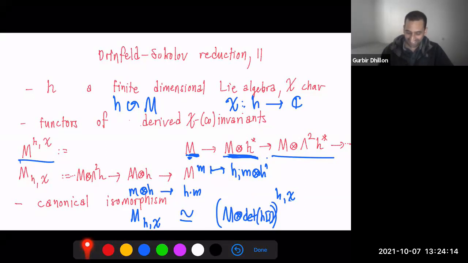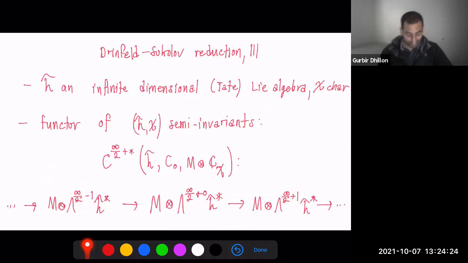And so if you sort of agree that they turn out to be the same, the symmetric thing to do would be to start halfway through the exterior algebra. And that's what it turns out is the reasonable thing to do in the infinite dimensional case. So now if you have an infinite dimensional Lie algebra, the technical thing here is a Tate Lie algebra, and you have a character of it.